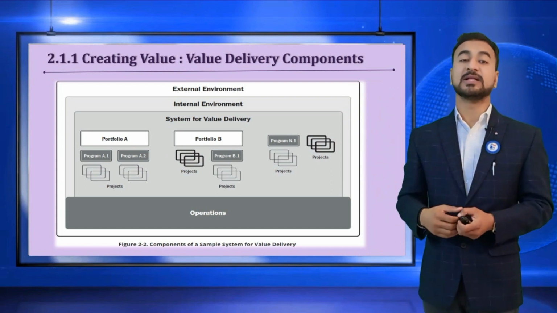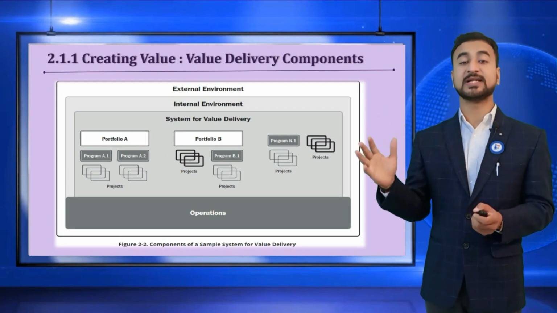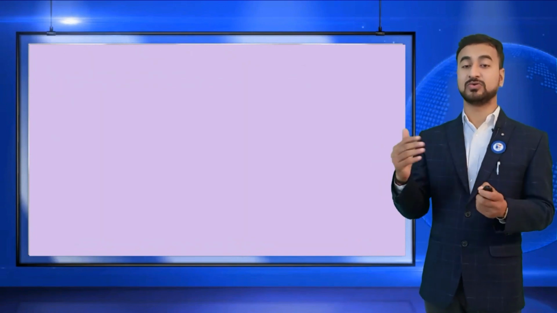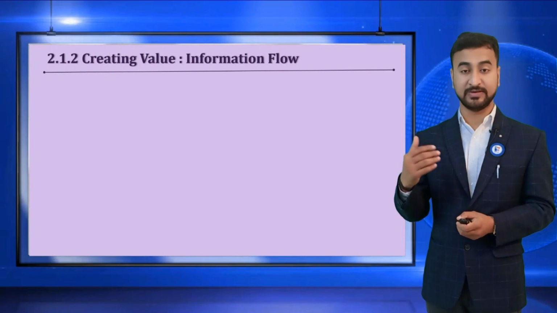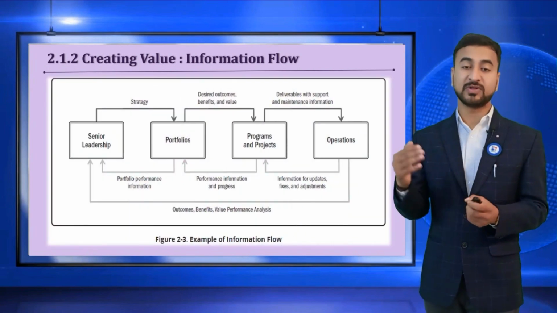So that is the main objective, creating value. These are the components that are required to work in coordination to deliver the value. Now we are trying to understand what the information flow is, and how the information flows.